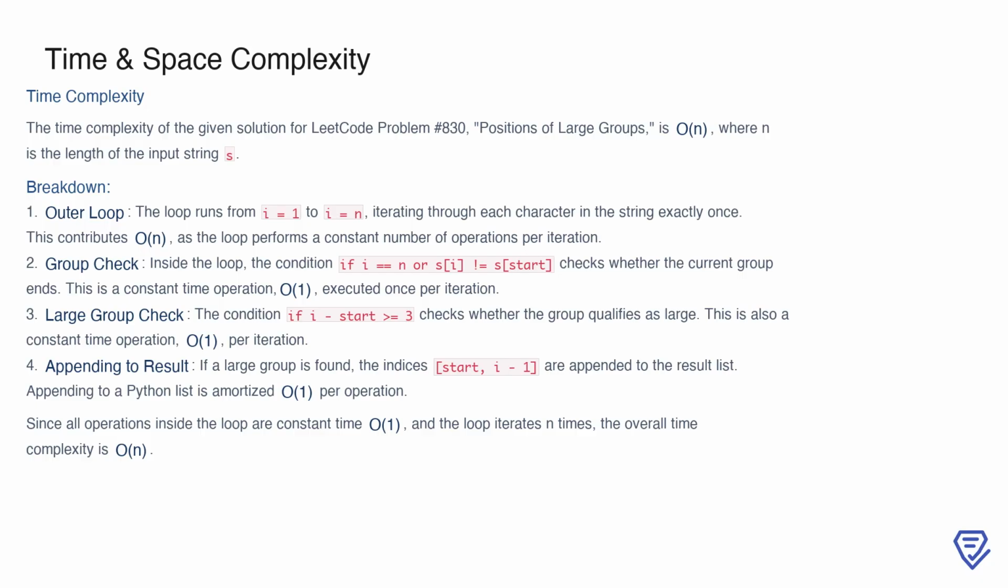Similarly, when we evaluate whether the group qualifies as a large group by checking its size, that operation is also O(1). If the group is large, we append the start and end indices to the result list. Appending to a Python list is an amortized O(1) operation as well. Since the loop processes each character in the string exactly once, and all operations within the loop are constant time, the overall time complexity of this solution is O(n).